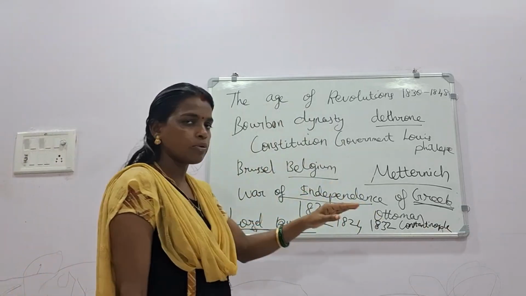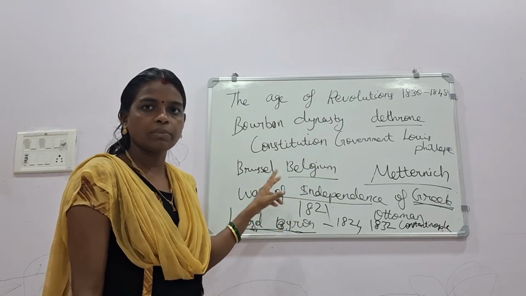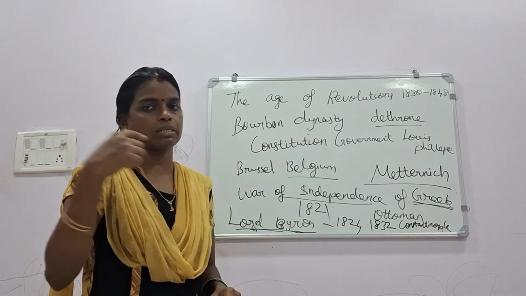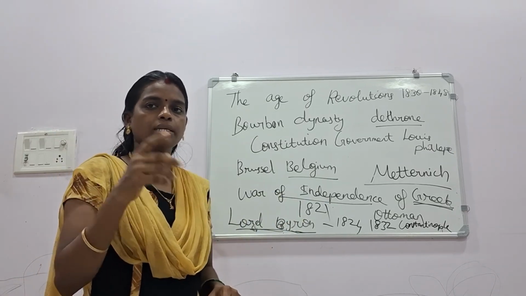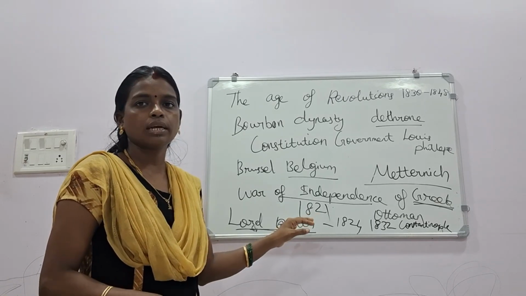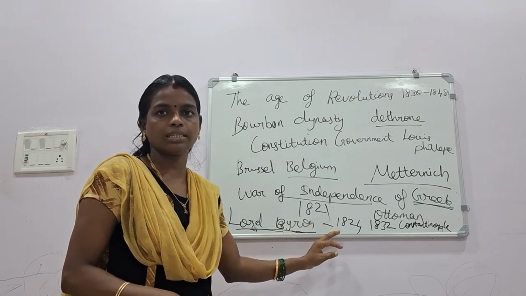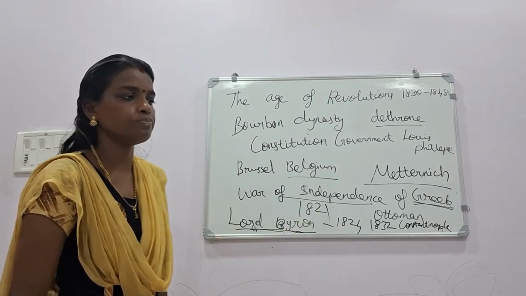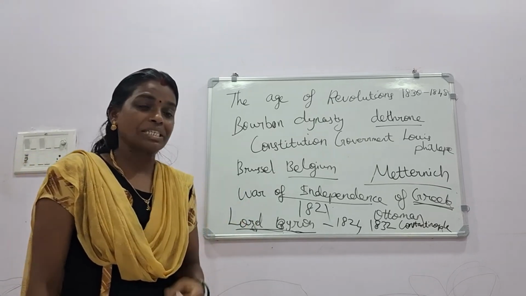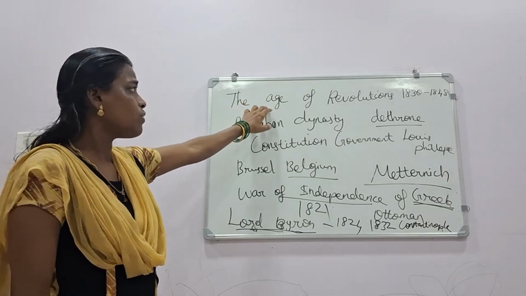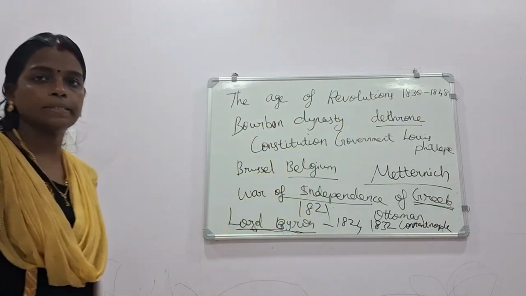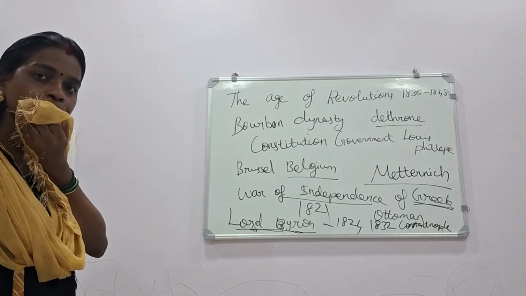Constantinople. So you have to remember: in 1821 the War of Independence of Greek was started, and Lord Byron was a poet who was also involved in the War of Independence of Greek. In the War of Independence, they got support from the Greece people as well as other Western European countries. This war came to an end by the year 1832 with the Treaty of Constantinople. So this is the information given under the side heading of Age of Revolutions 1832 to 1848. Have you got me, everyone?